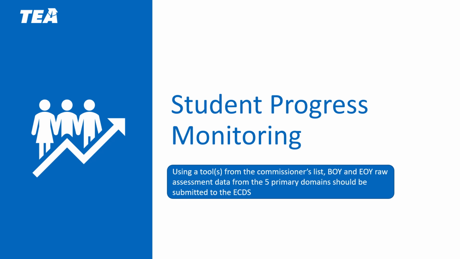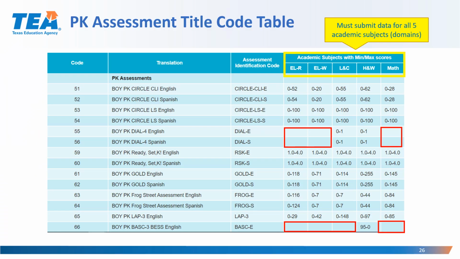Student progress monitoring. Using a tool or tools from the Commissioners List, BOI and EOI raw assessment data from the 5 primary domains should be submitted to the ECDS. This data element is titled Assessment Title Code. It is code table DC154. Each tool from the Commissioners List has its own code for Spanish and English assessments. Data for each of the 5 domains or academic subjects, as you see listed at the top right, must be submitted to the Early Childhood Data System. Note that the DIAL for English and Spanish and the BAS3 BESS English do not provide data for all 5 domains. If you're using one of these tools, another tool should be used for the missing domains.